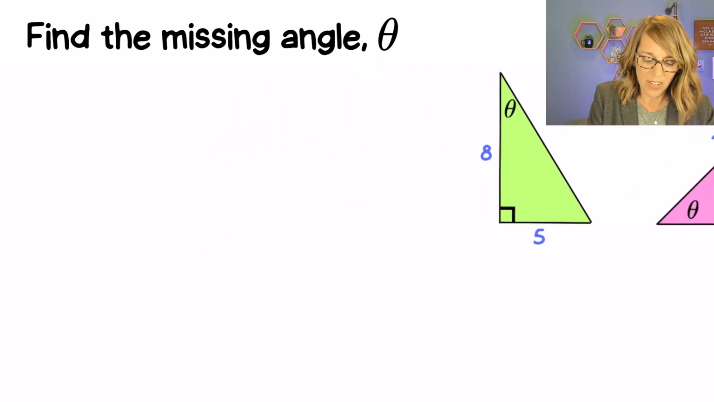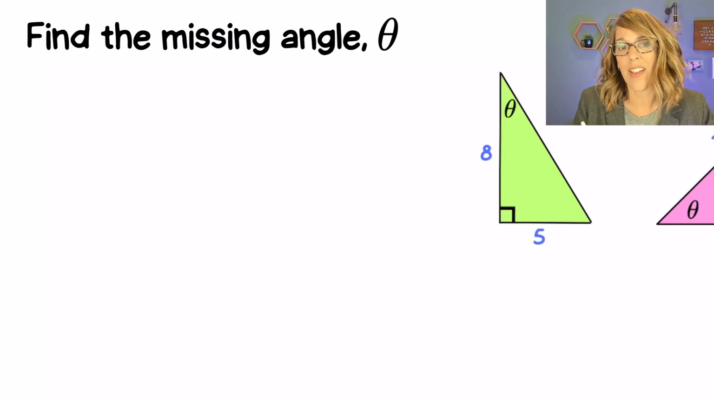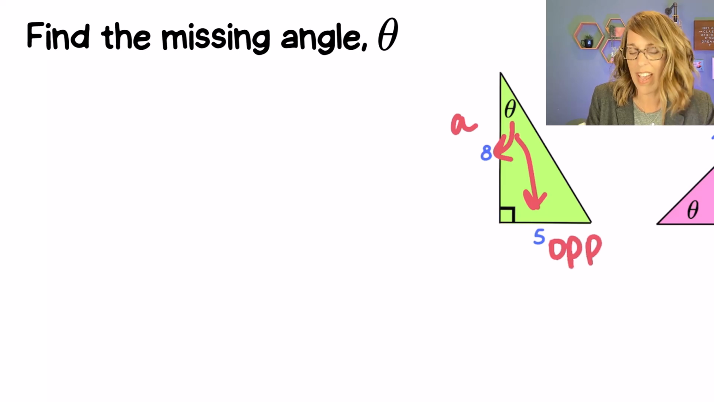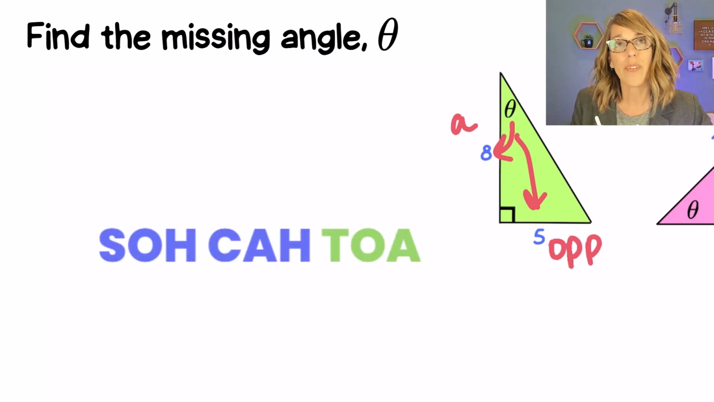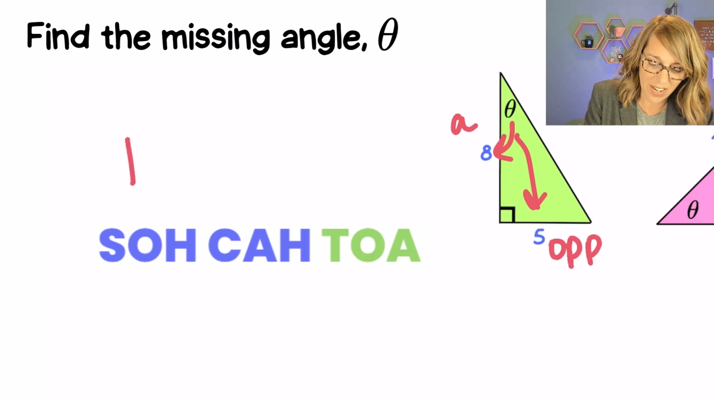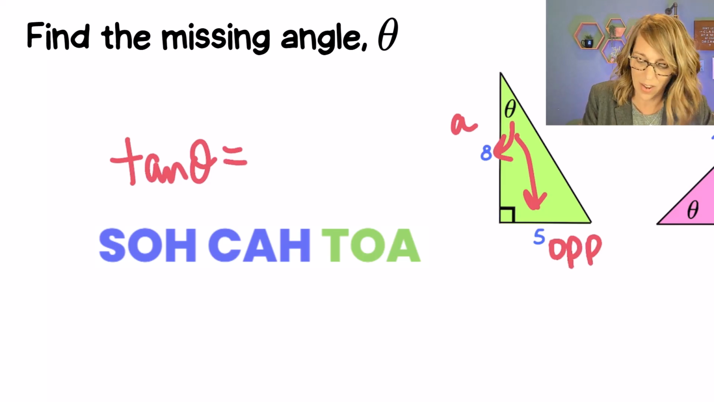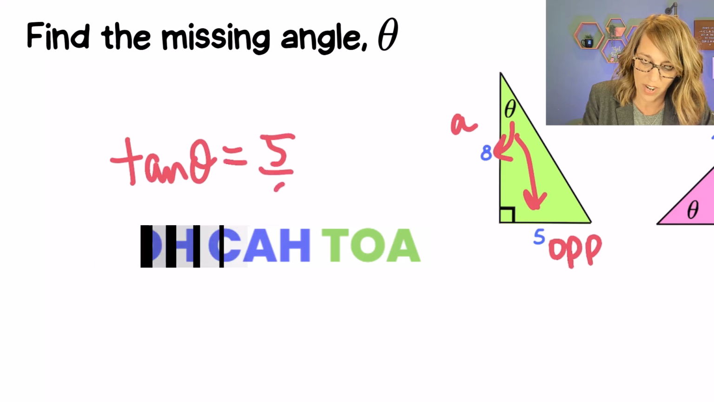And with that green triangle, I again want to identify what sides I have relative to my angle theta. So this time I've got the adjacent side and I have the opposite side. I do not have the hypotenuse. So I want to use SOH CAH TOA. I want to use tangent. So I can say that the tan of theta is equal to opposite over adjacent. So that will be 5/8.